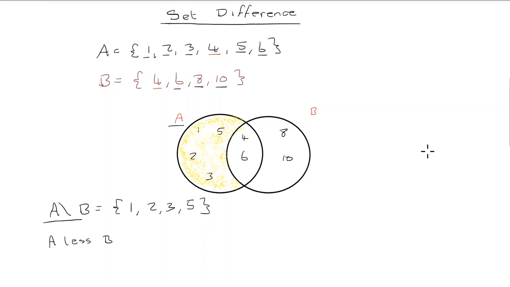If we had it the other way around, so let's say you had B less A, what that's going to mean is it's going to be all of the elements that are in B excluding the elements that are in A. So if we were to think about what that would look like, let's say if we just colored A less B in red, it would look something like this. So just A less B.